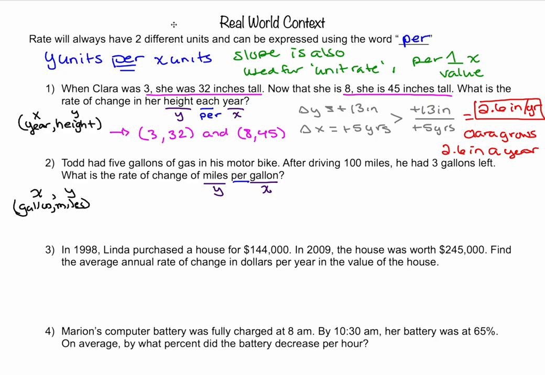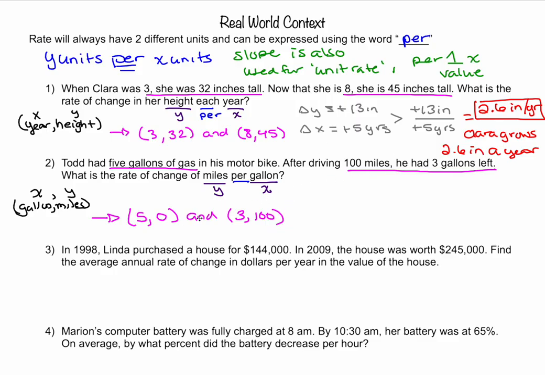So using this information, we can write coordinates. Todd had 5 gallons of gas in his motorbike. Well, he has 5 gallons of gas, but he has not driven. So the amount of gallons he has is 5. How many miles has he driven? He has not driven anything yet, so it would be 0 miles. And it says he drove 100 miles, and he had 3 gallons left. So now he has 3 gallons of gas, but he has driven 100 miles.